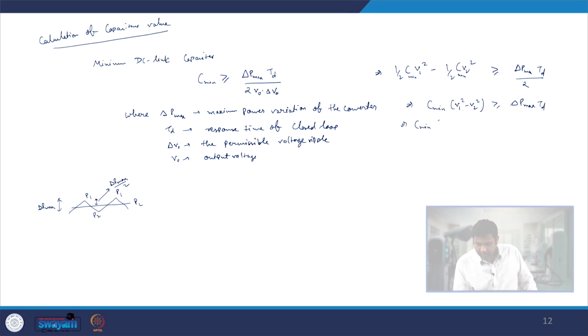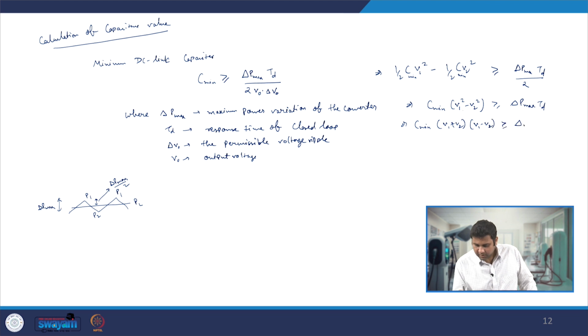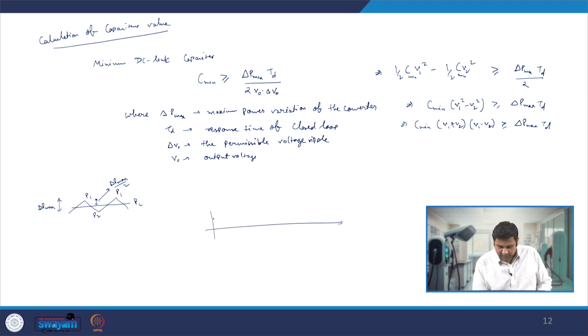This will become V1 plus V2 and V1 minus V2, equal to delta P max TD. And whenever this is happening, our capacitor will have a voltage ripple. The capacitor voltage goes from here to here and here to here, and the maximum value is V1 and the minimum value is V2. So this is nothing but delta V naught. The average value of V1 plus V2 is nothing but V naught, and V1 minus V2 is nothing but delta V naught.